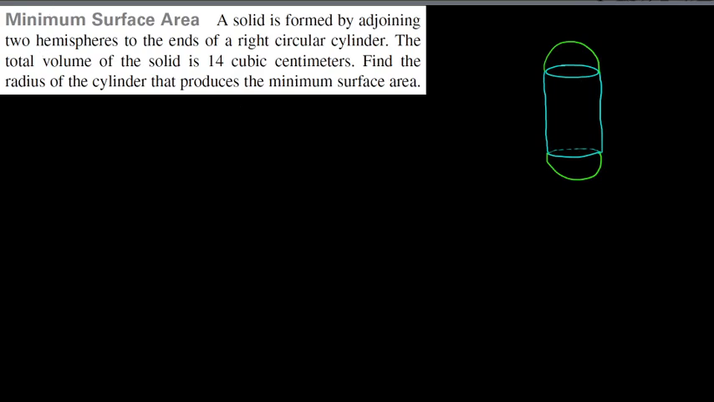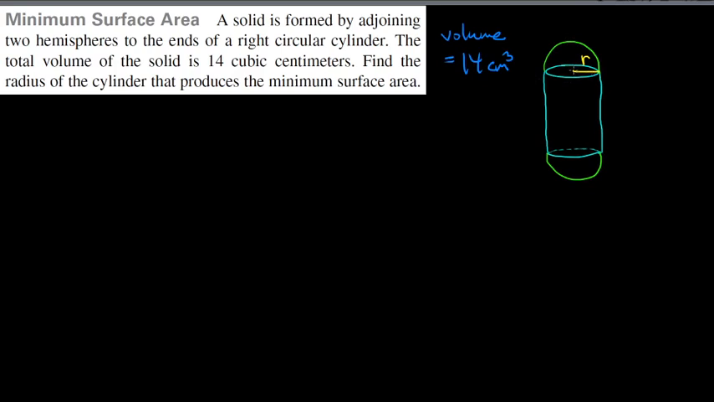And what do we know about this solid here? We know its volume, which is 14 cubic centimeters. So that's the volume. What do we want to do? We want to find the radius of the cylinder. So let's draw the radius. This is my lowercase r. Now notice in this case, the radius of the cylinder matches the radius of the hemisphere. So the radius of the hemisphere is the same as the radius of the cylinder.